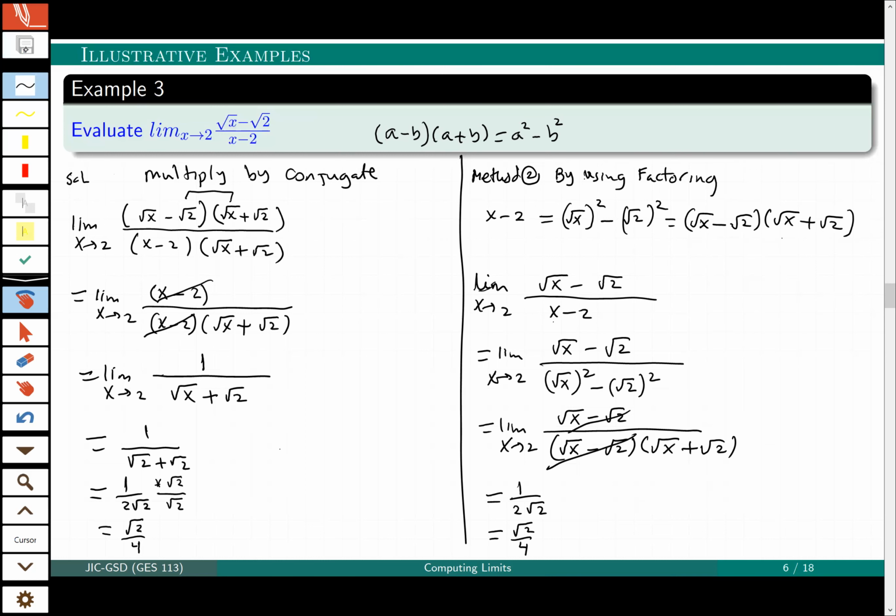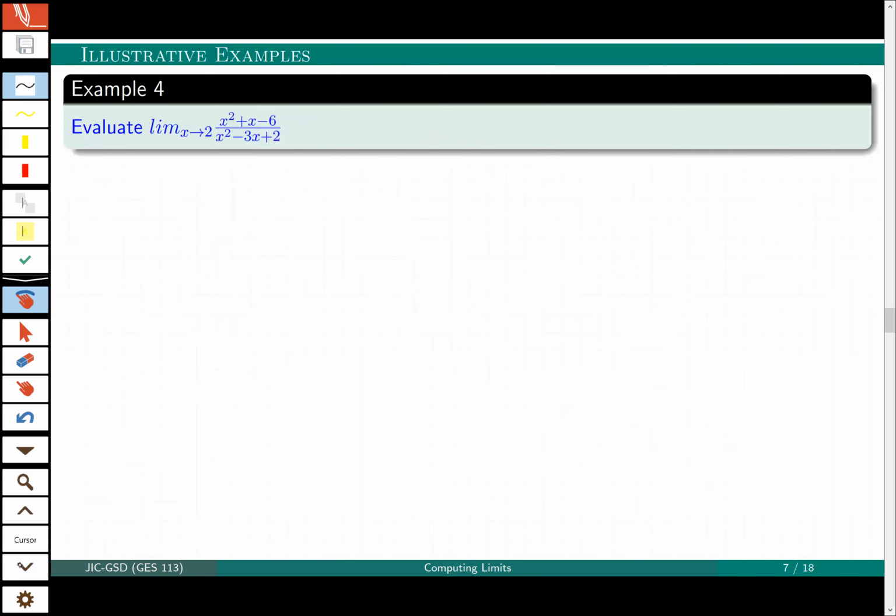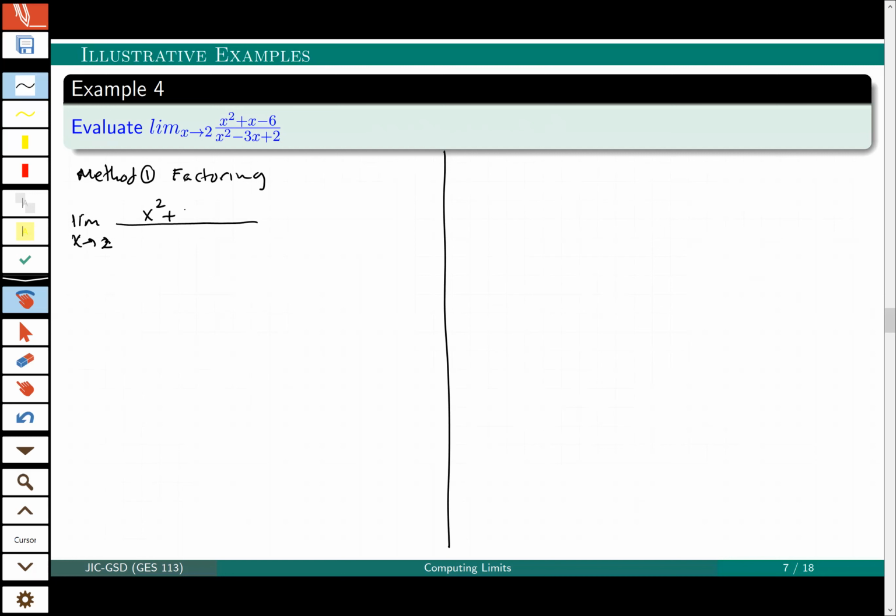Now, we are repeating the same story here. We have two methods. The first method is factoring, where we have the limit when x goes to 2 of x squared plus x minus 6 divided by x squared minus 3x plus 2.